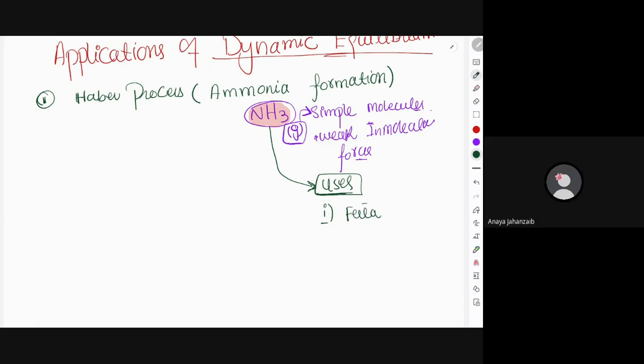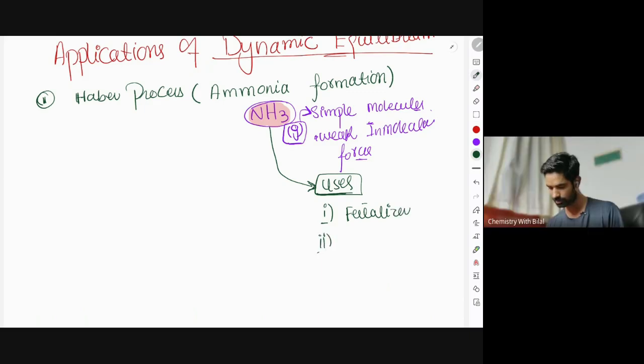Sir, is it used to make fertilizers? Excellent. One is it is used to make fertilizer. Yes, anyone else? What is the other use?